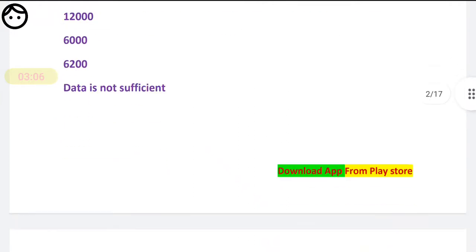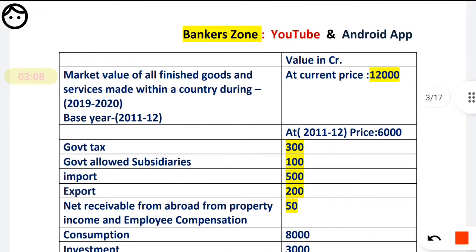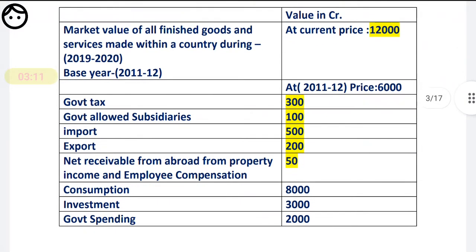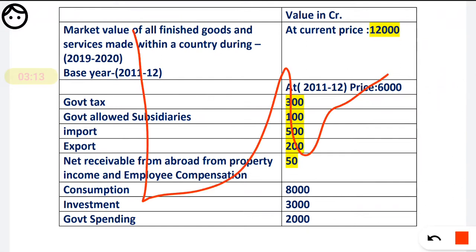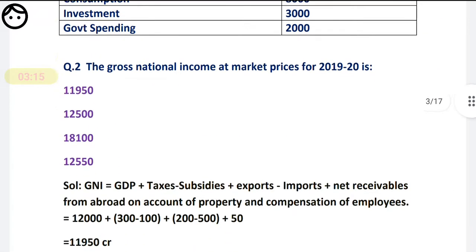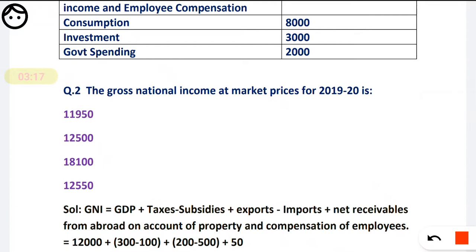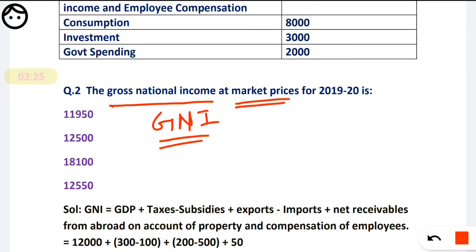Now question number 2. See, the same table we have to use for the second question also, the same data. Now see the second question: the gross national income. Write it down in capital letters, that is GNI, at market price for 1920 is.